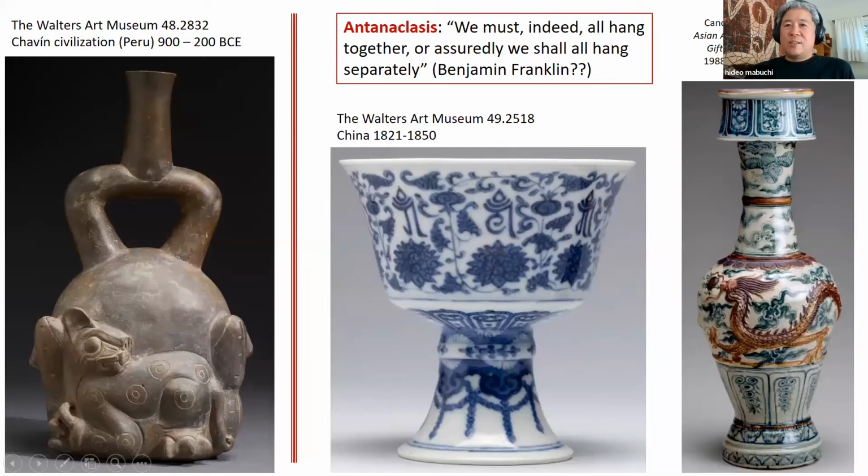To introduce a related term, which is hard to pronounce, I think you're supposed to say antanaclasis. A famous example of antanaclasis is the following quote: "We must indeed all hang together, or assuredly we shall all hang separately." This is a quote often attributed to Benjamin Franklin, although apparently there's quite a bit of doubt about that. If we again look at Wikipedia for a definition of the term, Wikipedia says that antanaclasis is the stylistic scheme of repeating a single word or phrase, but with a different meaning, often found in slogans.